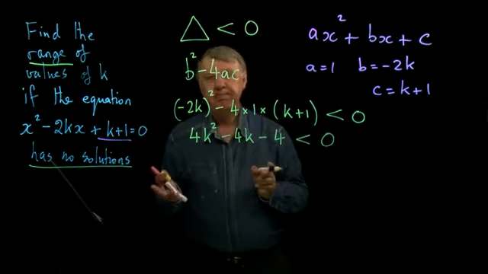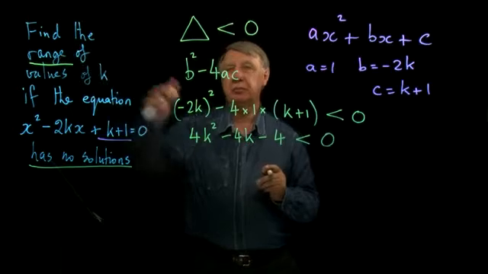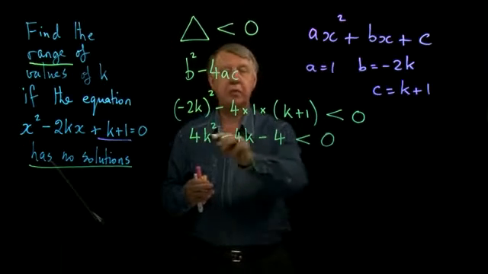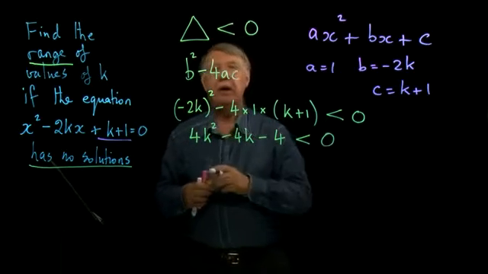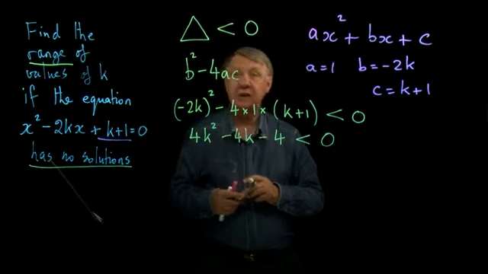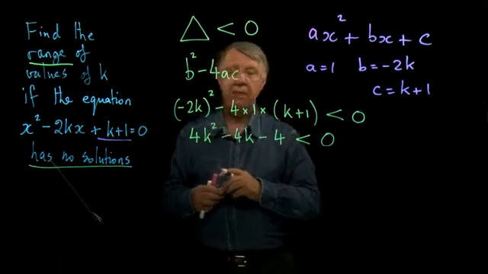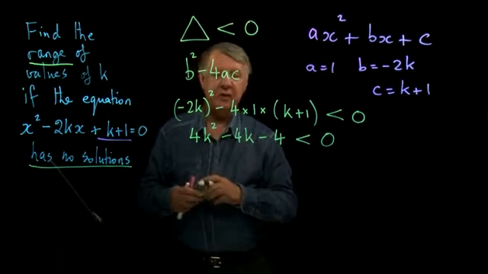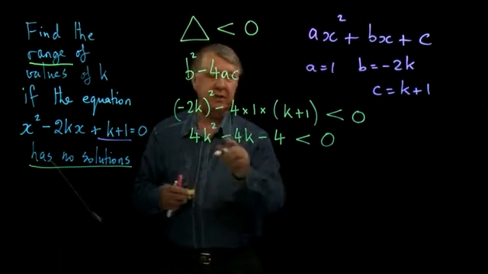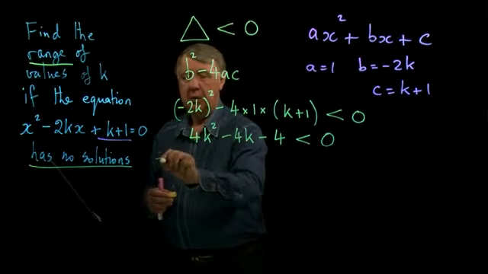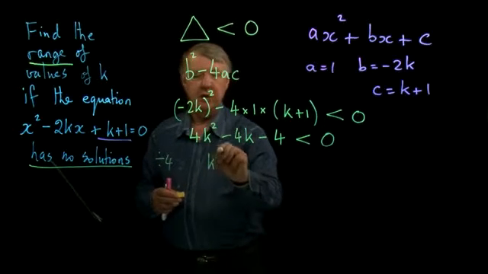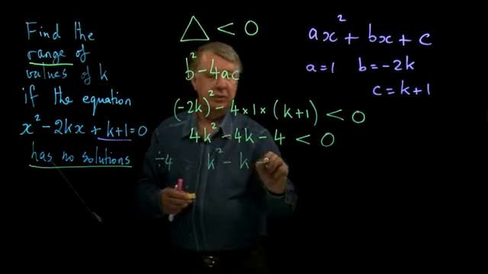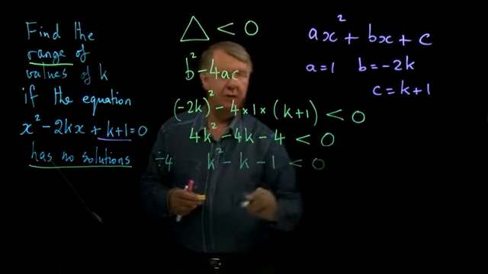So, remember our clue? Inequalities. What have we ended up with? Well, we've ended up with a quadratic inequality. Now, if you were solving that, certainly you would look at that and say, oh, crikey, I can divide by 4 there, so let's divide by 4. So k squared minus k minus 1 is negative.